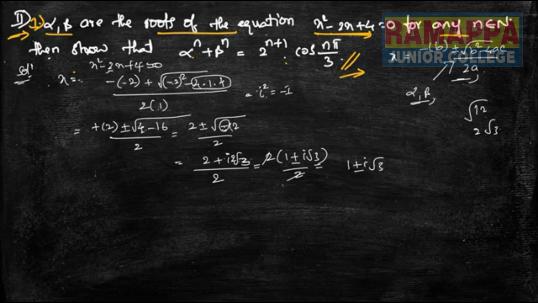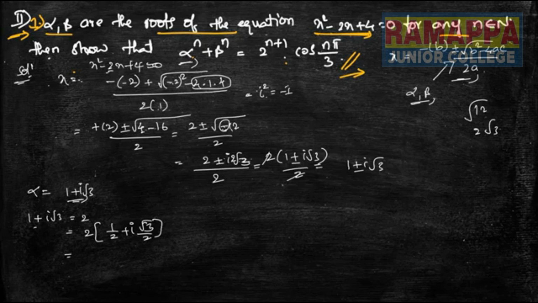So this is plus or minus. So alpha is equal to, first I will take 1 plus i root 3, and beta is equal to 1 minus i root 3. So here we have to find alpha power of n. First we have to find the modulus of this one. The modulus of 1 plus i root 3 is 2. So I will multiply with 2 into 1 by 2 plus i root 3 by 2.